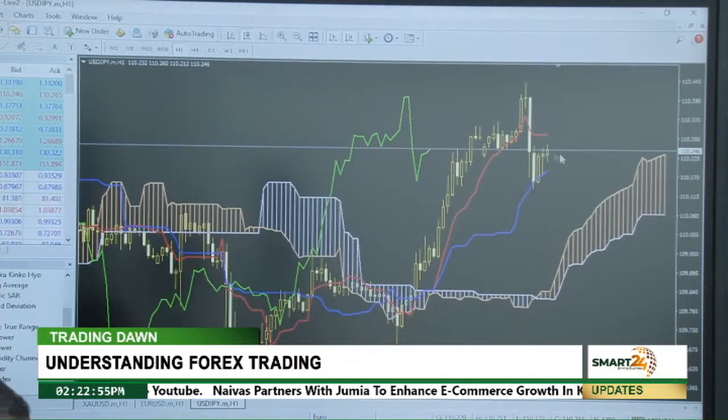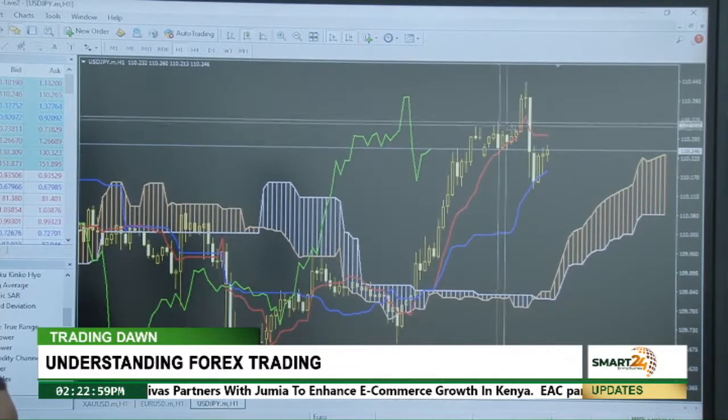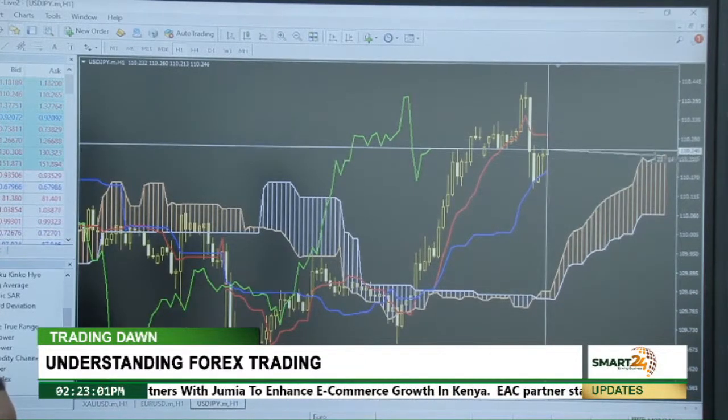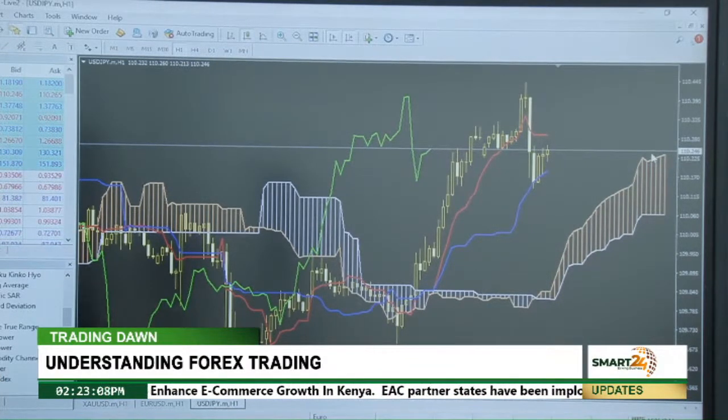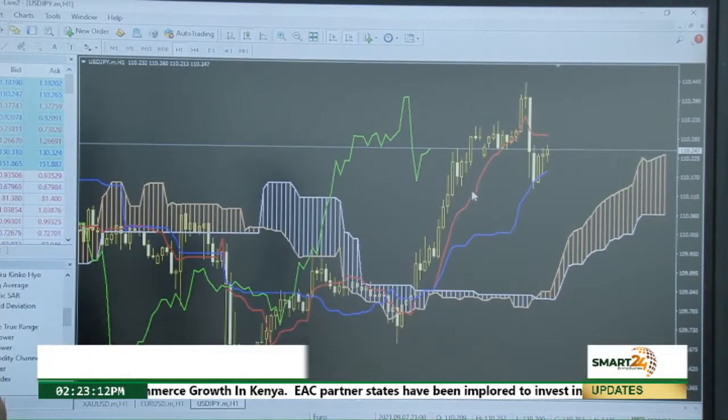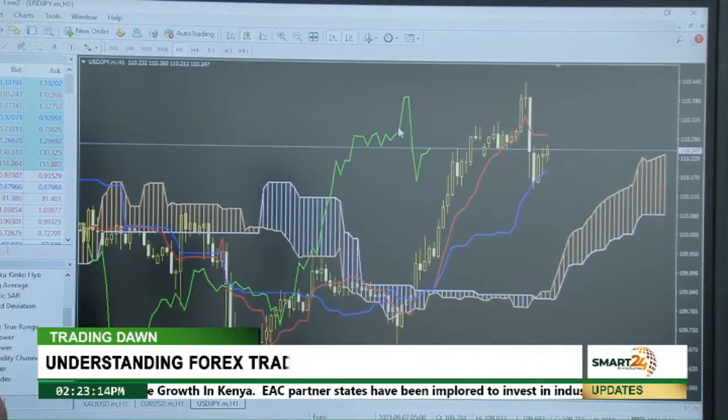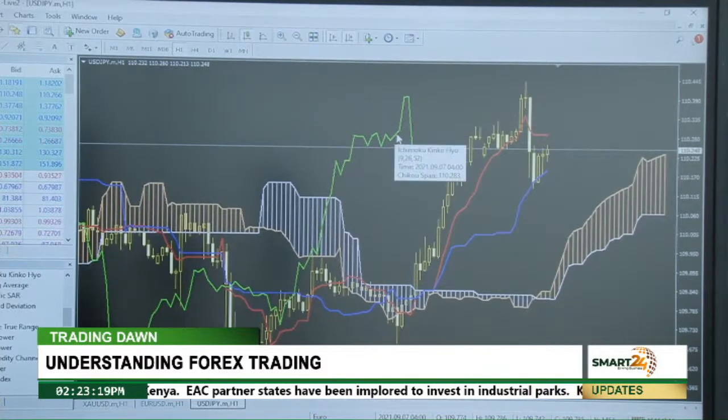But the cloud moves ahead of price. There are 26 periods in front, that's where you have the cloud, and 26 periods behind is where you have this Chiku span. That is something very interesting.